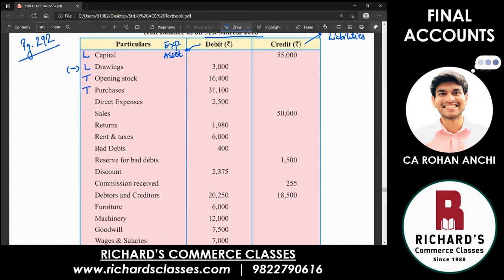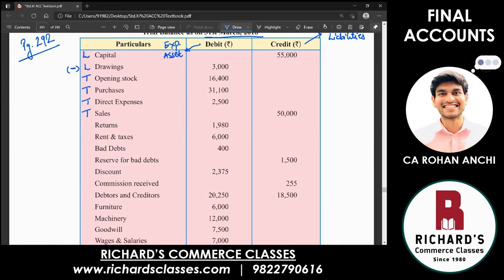Trading account. Initially when we had a discussion about what items go to trading account and what items go to profit and loss account, all direct expenses relating to manufacturing go to trading account. Direct expenses has everything to do with your factory, everything relating to the manufacturing process. So that's why trading account. Continue. Sales. Trading account.